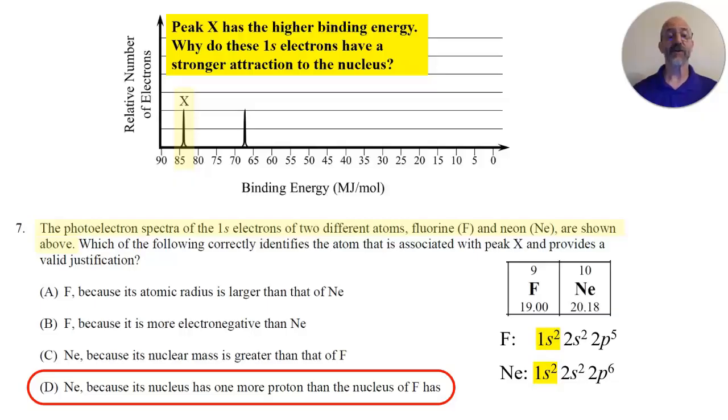So the correct answer is choice D, and it's based on a stronger attraction between the 1s electrons and that nucleus that has one more proton. Now it is time to move on to the next section of the packet. This is where I give you advice to help you avoid common mistakes.